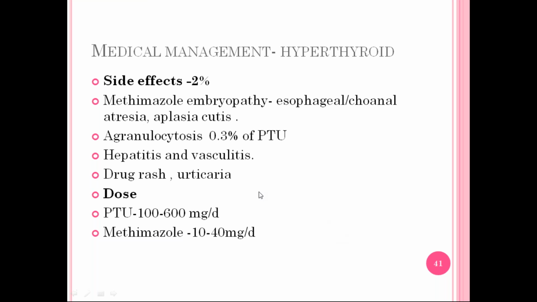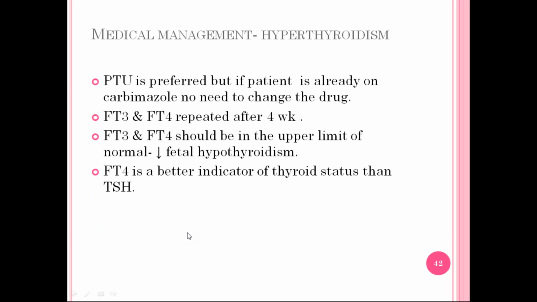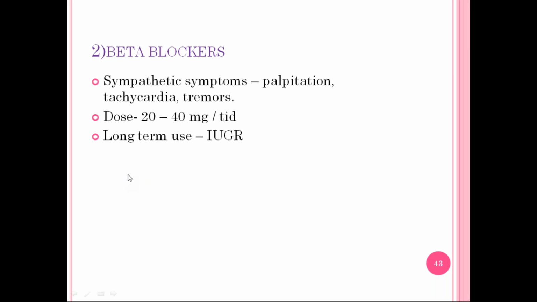Medical management will have all these side effects. So your drugs will have these side effects. I told you propylthiouracil is preferred over carbimazole, and you have to repeat after 4 weeks, and it should be the upper limit of normal. Free T4 is always a better indicator than TSH. And when the patient is more symptomatic, like she's having palpitations, tremors and everything, you have to start beta blockers.